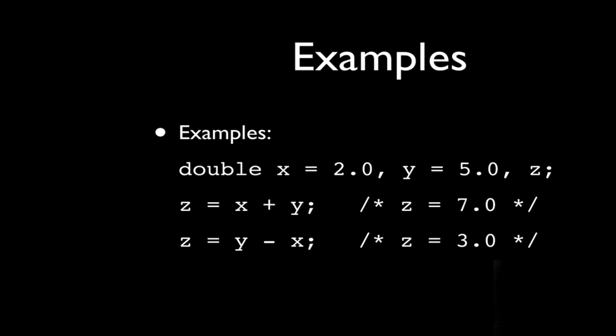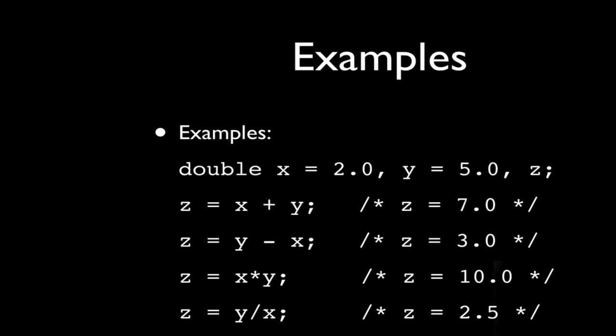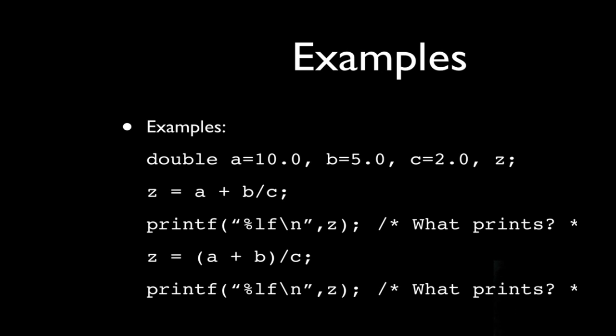In this next example, we're subtracting x from y, which leaves us a value of 3.0 in z. And in this expression here, we're doing a simple multiplication, 2.0 times 5, x times y, which gives us 10. And finally, a division where we divide y, which is 5.0, by x, which is 2.0, giving us 2.5. Quite straightforward so far. Here are some examples that help us understand this notion of precedence.